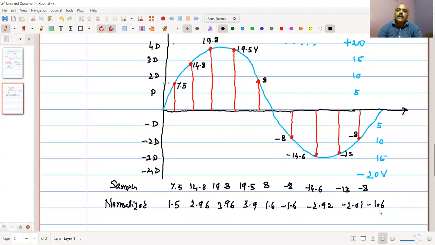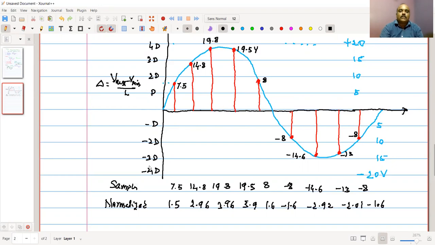Now, after normalizing, we will take the midpoint and bring this normalized value close to it. So we are going to calculate what is called the step size, which is delta. The step size is V max minus V minimum divided by the number of levels. Here the number of levels we are taking is 8.